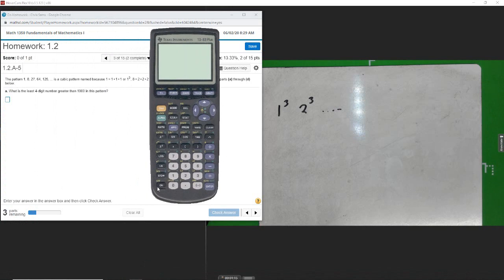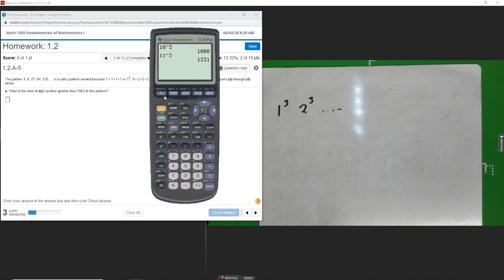So first I'm going to go to 10, because I know 10 times 10 times 10 is 1,000. So we want a 4-digit number greater than 1,000. If I do 10 raised to the third, we get exactly 1,000. So if I do 11 raised to the third, then I get 1,331. Okay, so that is the number that they want.